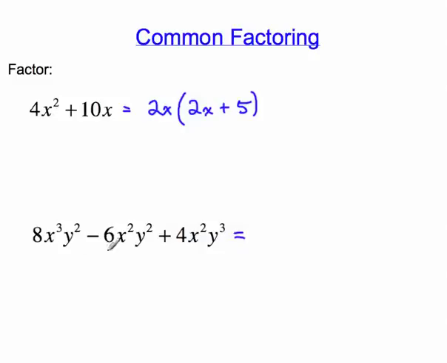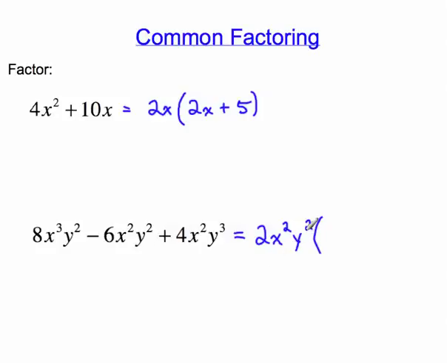Now we've got 3 terms and we've got 2 different variables. Again, we look at the coefficients and we look for the largest number that we can take out of all of them. And again, it's going to be 2. Now we look at the x variable and we try and find the highest power of x that's common to all, and it's going to be x squared. And then we look at y, and the highest power of y that is common to all is also y squared. Then we write our brackets and we write everything that's left.